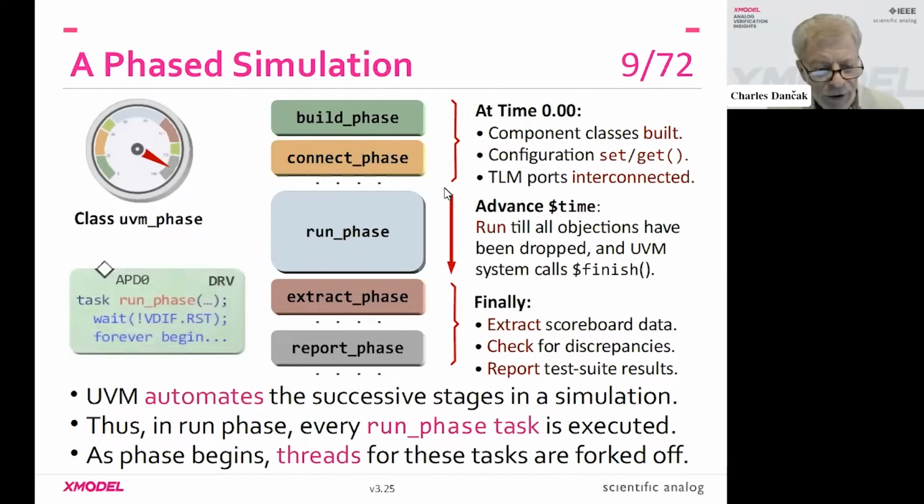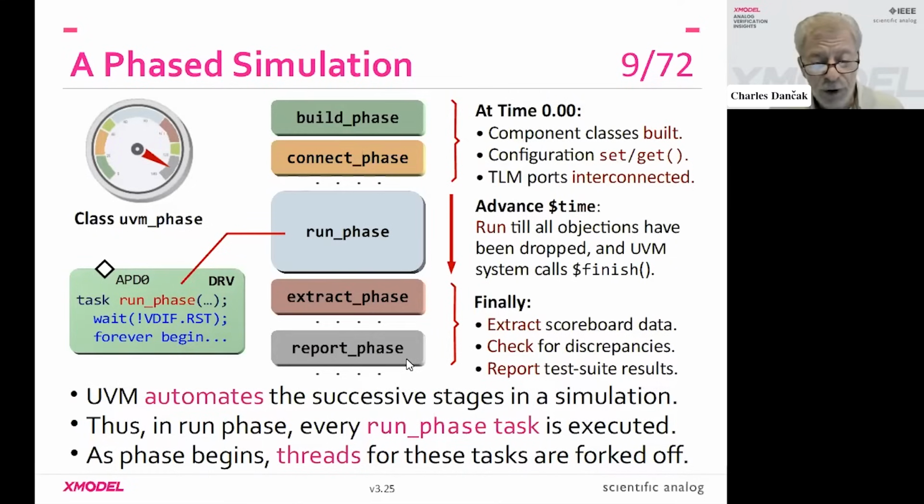And every run phase task, we'll see a few examples: one in the driver, one in the monitor, one in the scoreboard. Each one is given a thread to run by the UVM machinery. And by the time it's all done, we are then done advancing time. There are a few other optional phases where we can extract data across the entire run. For example, what is the worst case discrepancy that our scoreboard detected between the actual values and the expected, and we can report all the results.